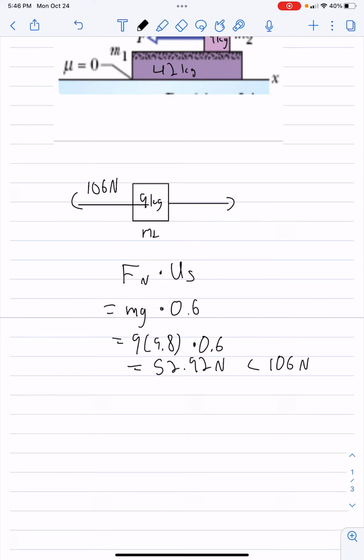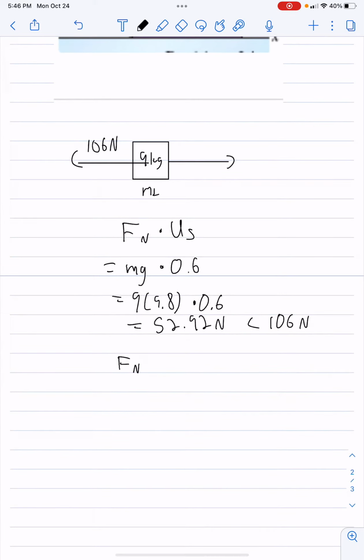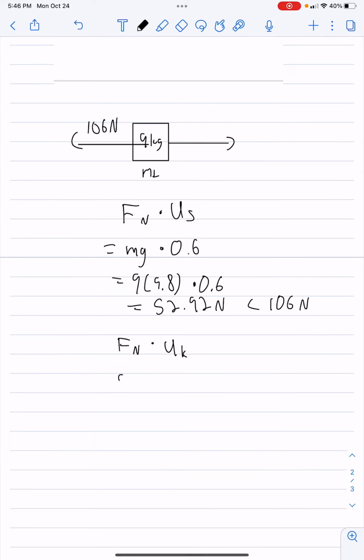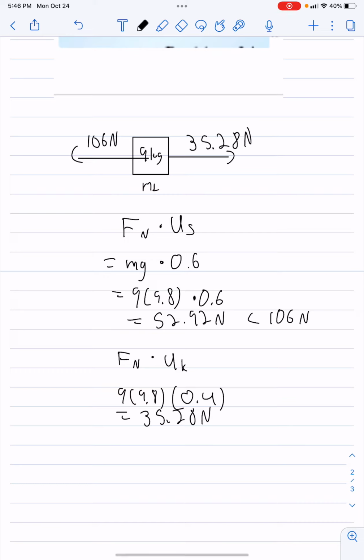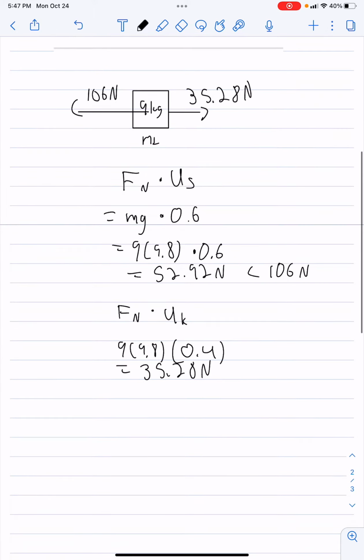So now let's figure out the friction force of the block moving, which in this case, instead of using the normal force times the coefficient of static friction, we use the coefficient of kinetic friction. So exact same thing as before, 9 kilograms times 9.8 times, in this case, 0.4, which is going to give us 35.28 newtons. So our friction force is pulling us to the right by 35.28 newtons. Let me draw this arrow smaller so that it's clear which one's winning out. So the net force on this block is going to be left, by 106 minus 35.28 newtons.